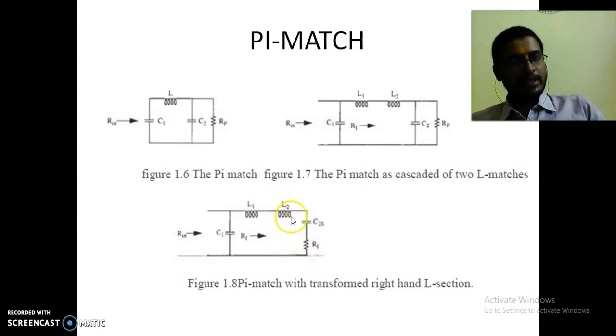At resonance, the reactances of L2 and C2 cancel each other. If you look from this side, the input resistance is equal to Ri. Once again, this series L1 and Ri need to be converted to parallel.